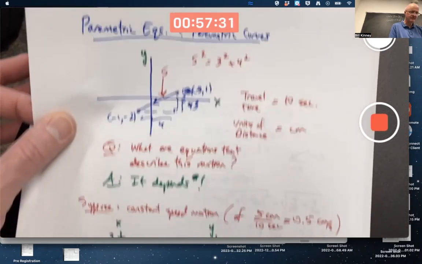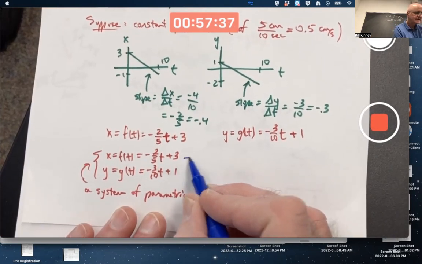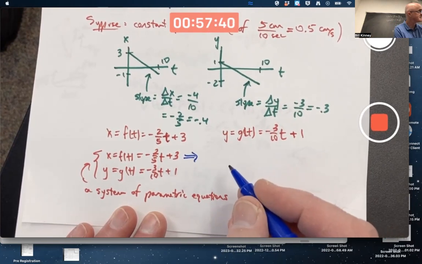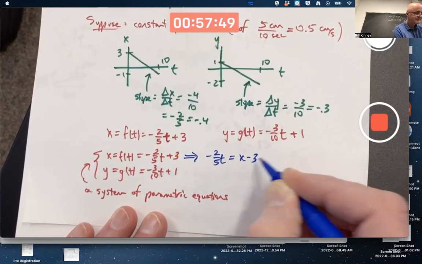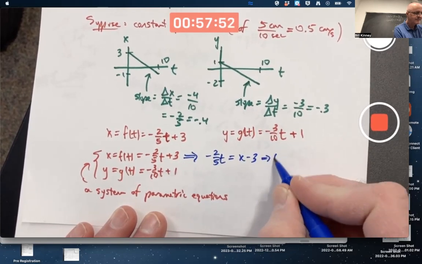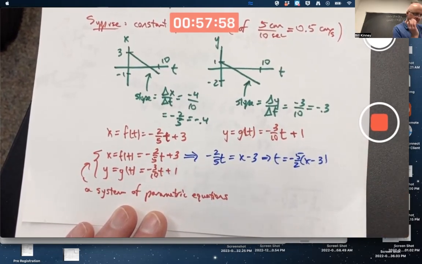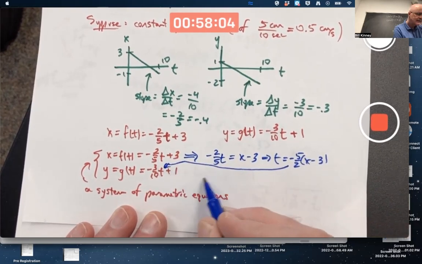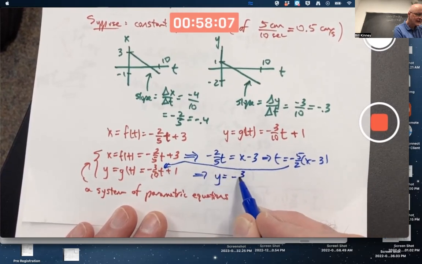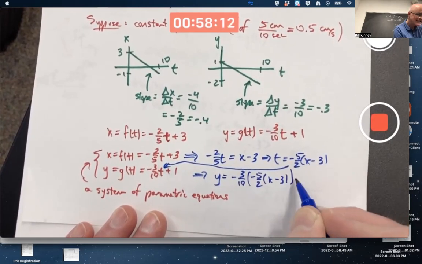Yeah, it's called eliminating the parameter. Let me come back to these equations. I could take, for example, this equation and solve for t as a function of x. Solve for t in terms of x, find its inverse function, really. First by subtracting 3 from both sides, and then multiplying both sides by negative 5/2. And then I could plug that into the other equation in place of the t and get y is negative 3/10 times negative 5/2 times x minus 3 plus 1.